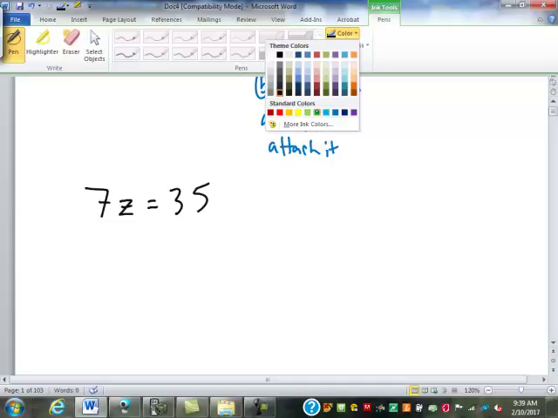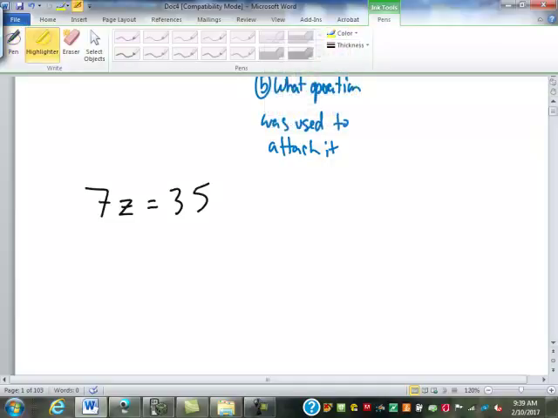This one's a little bit trickier because we don't see the operation. But if we go through the process, here's our equal sign. Here's our variable z on the left side. What's keeping that z from being alone? The 7, and it was multiplied. There's no operation there, but when there's a number in front of the variable, it's implied that it's multiplied. So it's 7 times z.